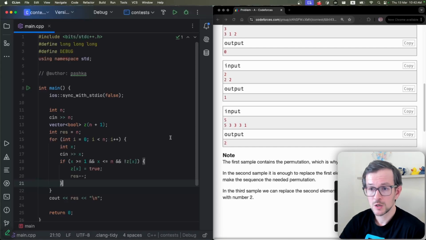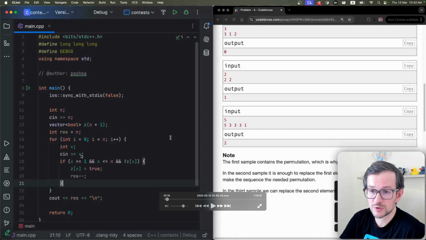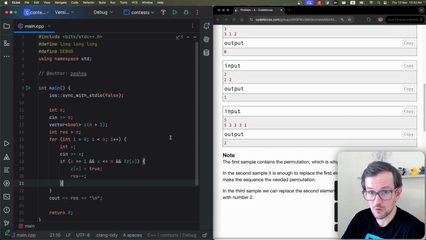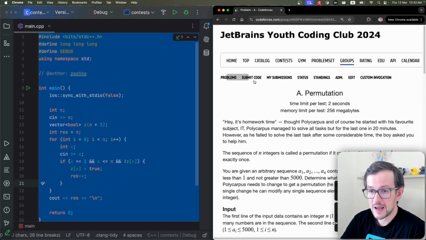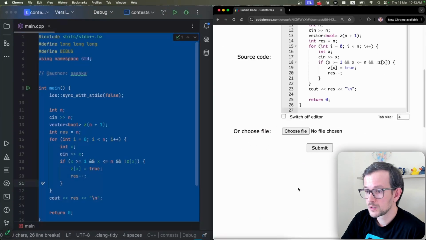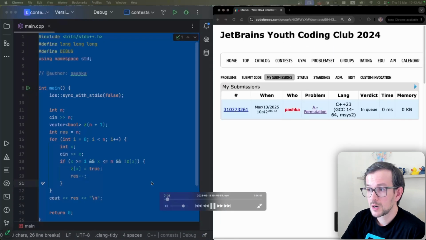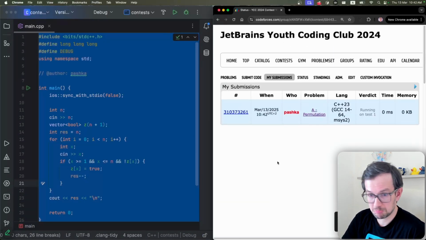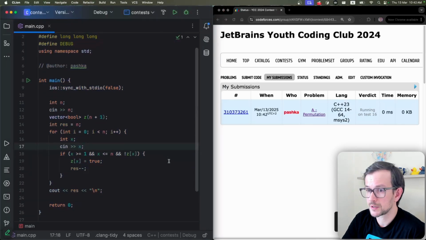So what I'm doing here, I read this number x, and check if it is a number from 1 to n, so it's a valid number for a permutation, and if it's not used yet, so I check that all numbers I use are different. Then I use this number, mark it as used, and decrease the answer. My answer will be n minus the number of elements I do not change. All other elements will be changed. So that's basically the whole solution. Not a trivial problem, but it's not hard as well.